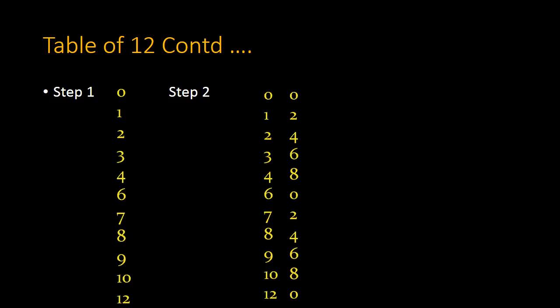So if you notice here, in step 1, we have written the numbers 0, 1, 2, 3, 4. We have skipped number 5, then 6, 7, 8, 9, 10, and we have skipped number 11. In the second step, in the units digit, we have just followed the pattern 0, 2, 4, 6, 8, 0, 2, 4, 6, 8. And what you see here is the table of 12.